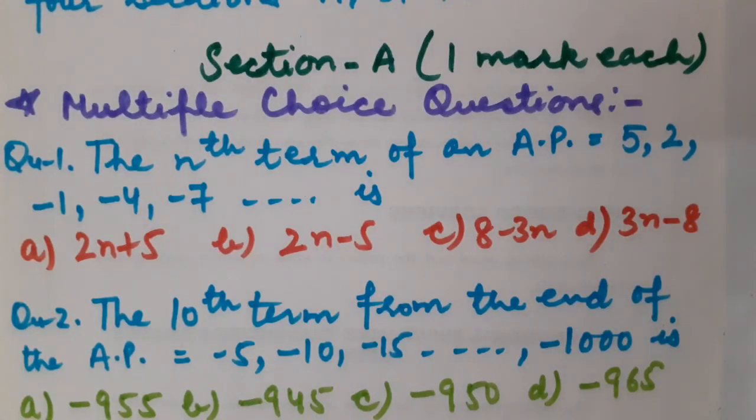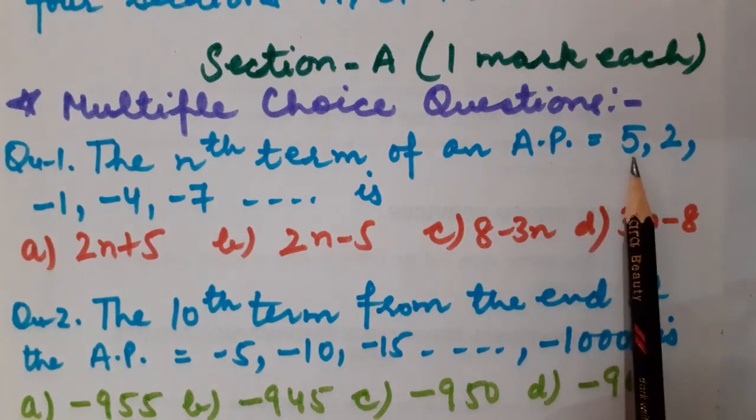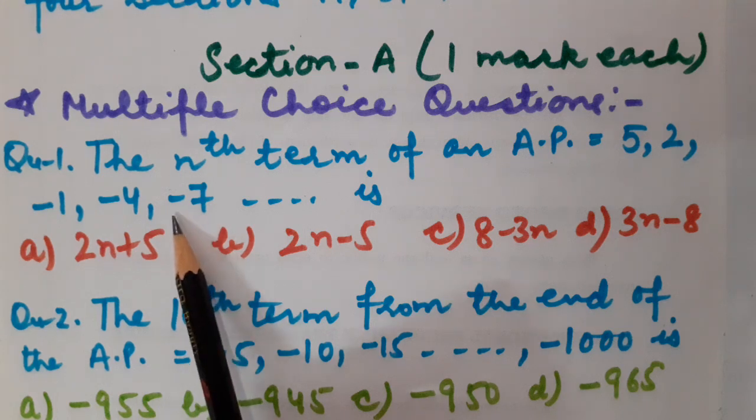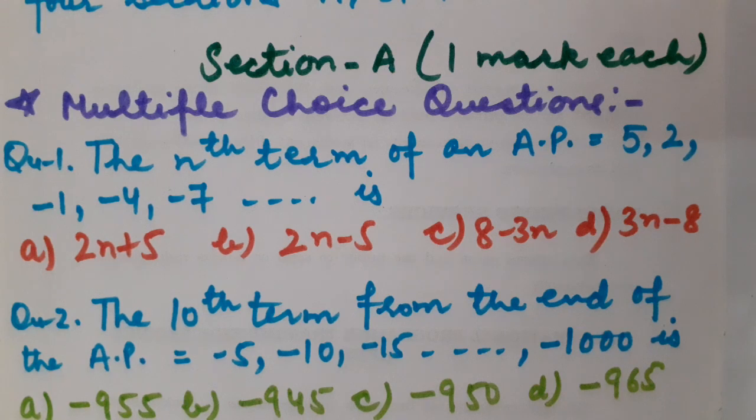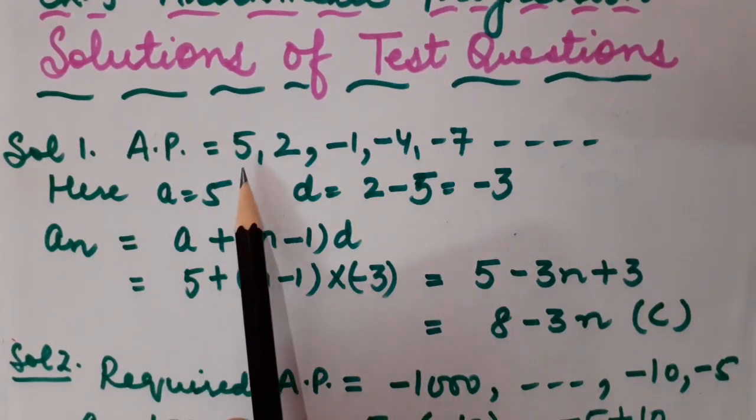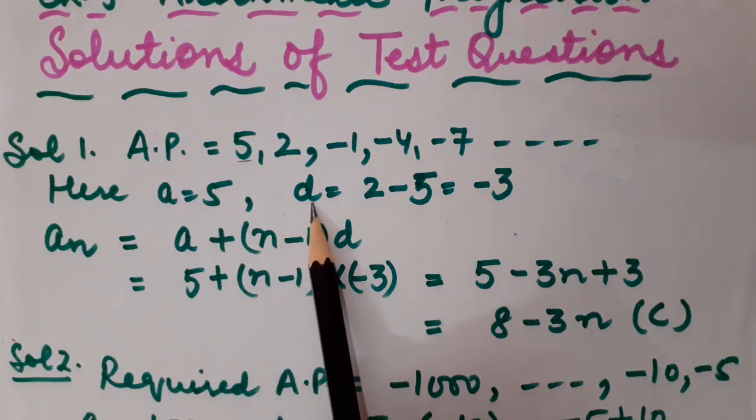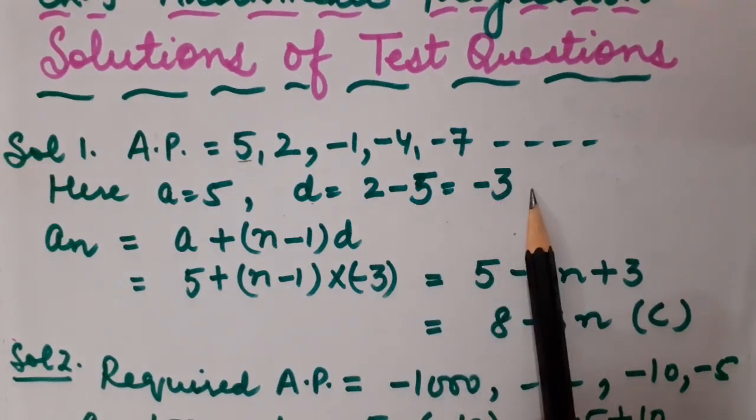So children, the very first question of section A of 1 marker was the nth term of an AP 5, 2, minus 1, minus 4, minus 7 and so on is. You have to just tell the nth term of the given AP. Here you will be having the AP given. The very first term is known as A, so A is equal to 5. D, common difference. How do we calculate common difference? A2 minus A1. That is 2 minus 5 is equal to minus 3.